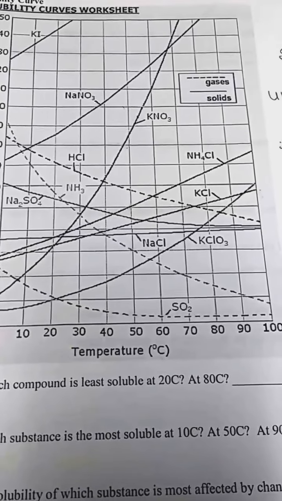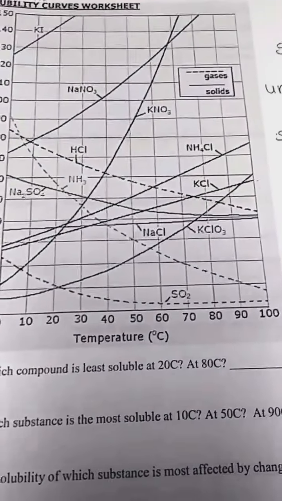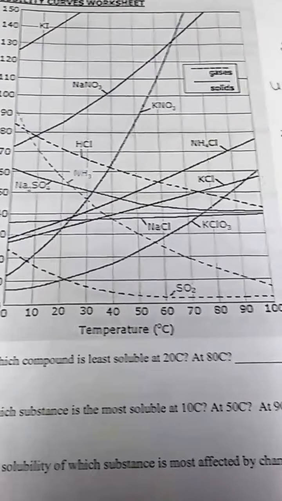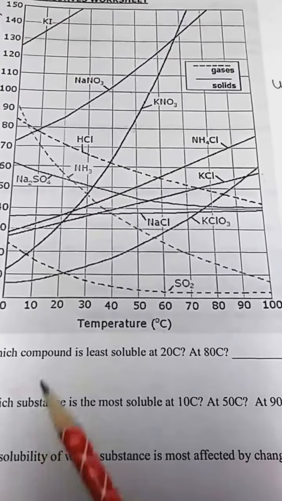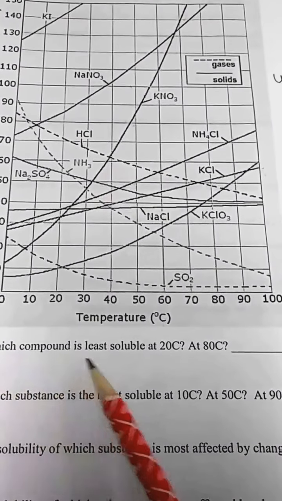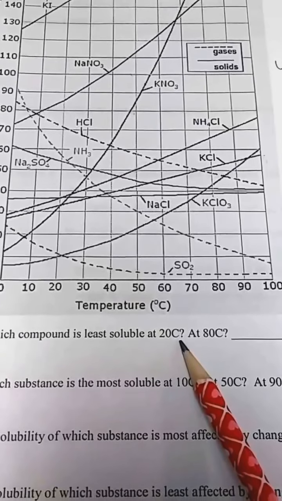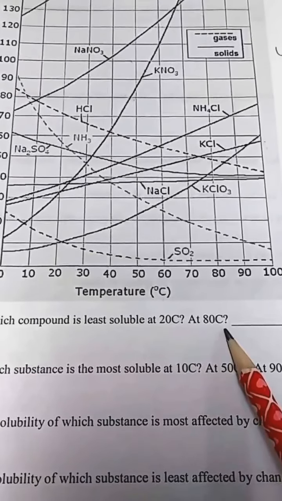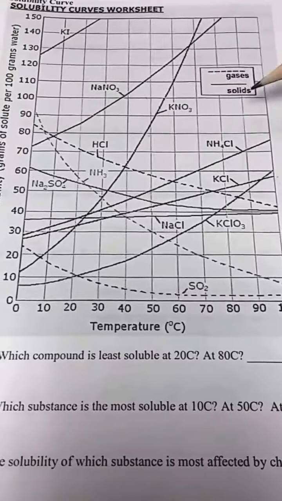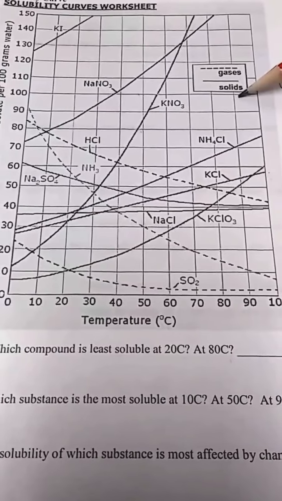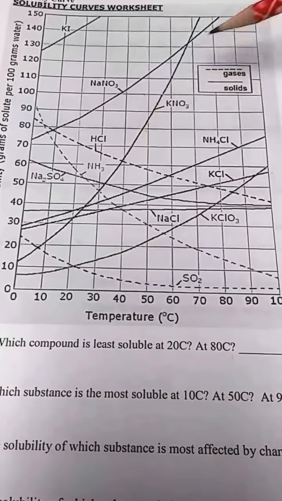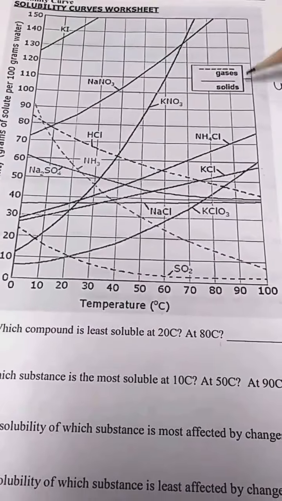Solubility curves, and we're going to look at examples to help us understand how to use or read the graph. So on the first question, it's asking which compound is least soluble at 20 degrees Celsius and then at 80 degrees Celsius. A couple of things to remember: if you look at the key that's on this graph, it shows you that solids are going to be solid lines and gases are going to be the dotted lines.